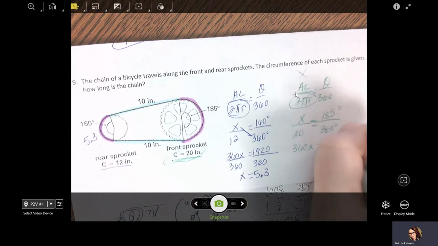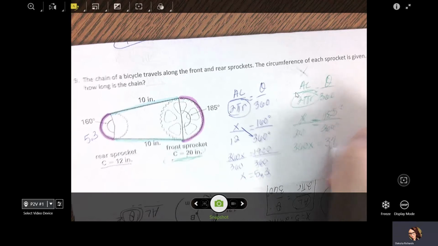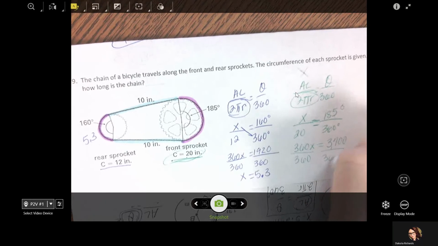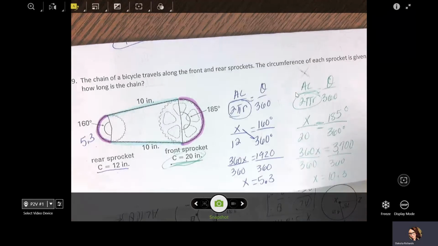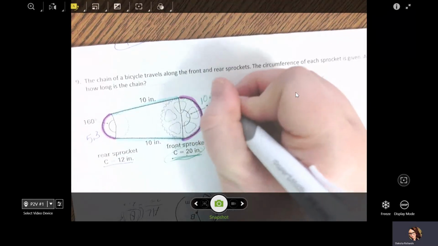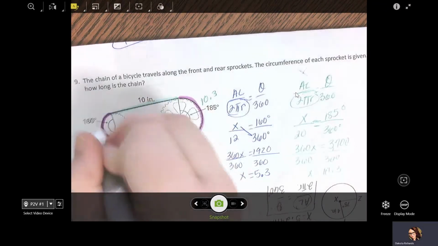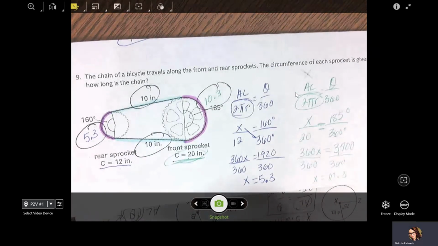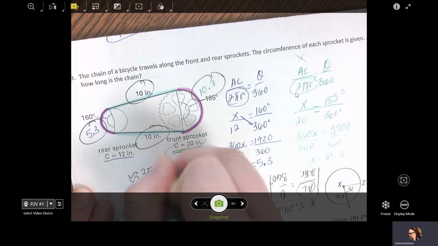360x equals 20 times 185, 3,700, divide by 360, and x should be 10.3. So that means this section here is 10.3 inches. And when you add all of those up, 5.3, 10, 10.3, and 10, you end up getting 35.6 inches.